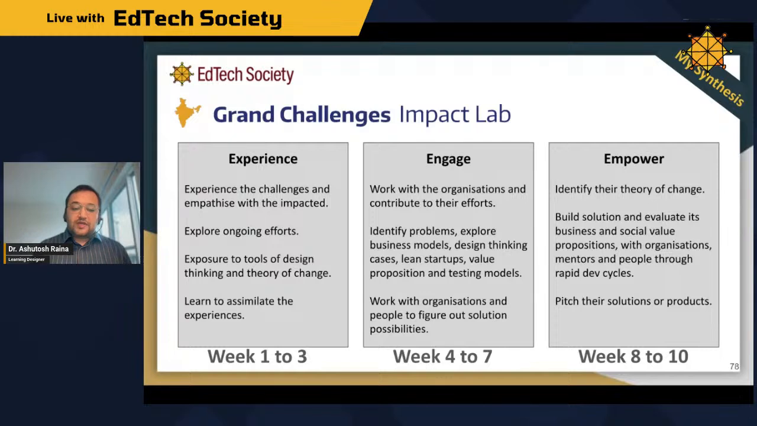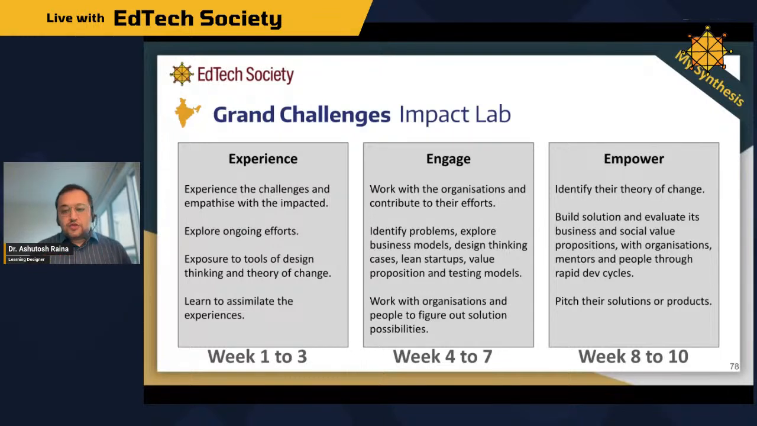These are happening not just through conceptual classes, but they are actually doing it with the organizations which are working in the field. And they also work with the organizations to figure out what could be the possible solutions of the problems that they have identified, or even whether these are real problems that one would want to work on. And only in the last set, which is empower, they actually identify their theory of change.